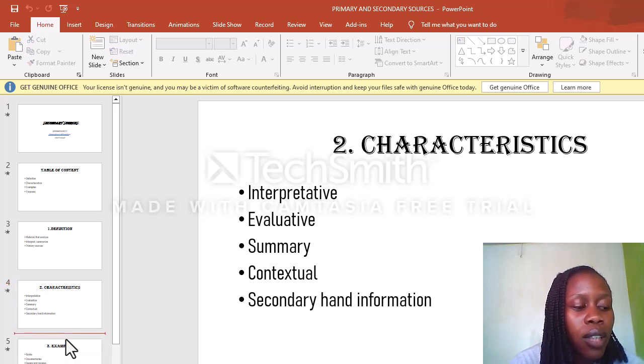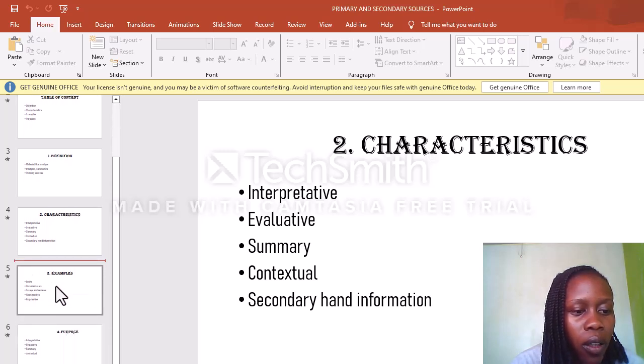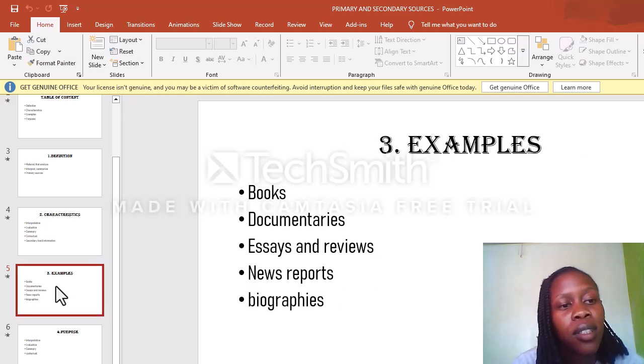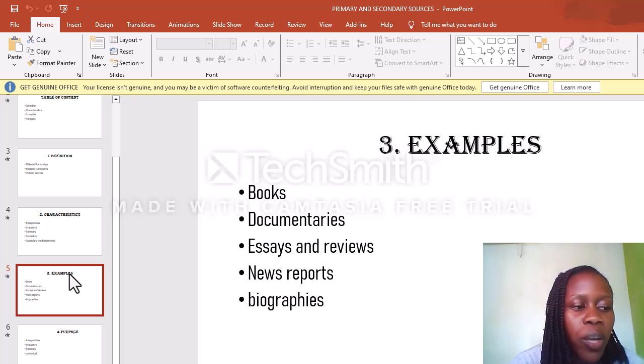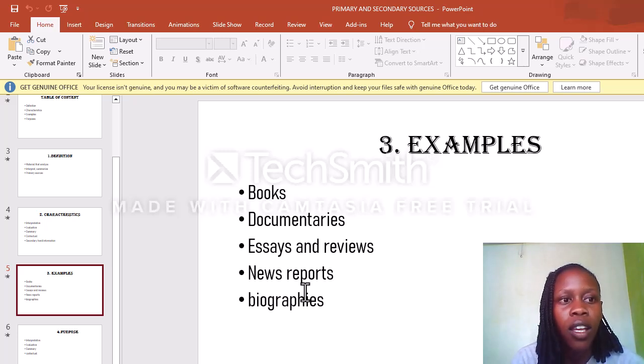Then when we look at the examples of secondary sources, an example here we have the books, like textbooks that we use, that we find in the libraries. Those ones are like second-hand information. Then we have documentaries, we have essays and reviews, we have news reports. People report things that have already happened, like they get it from the first-hand person, from the primary source, then they convert it. The news we get is actually a secondary source information. Then biographies, we have documentaries and some literature reviews also.